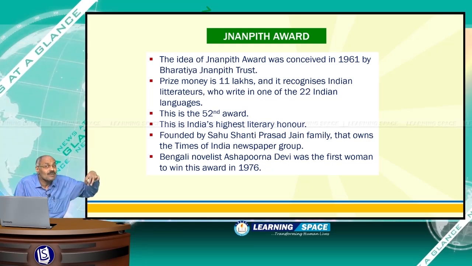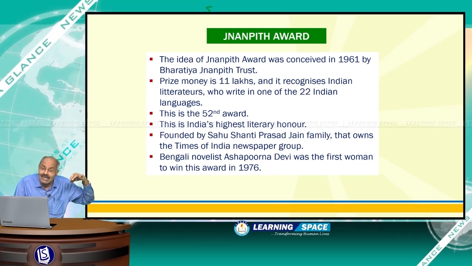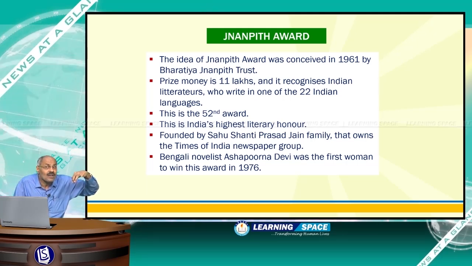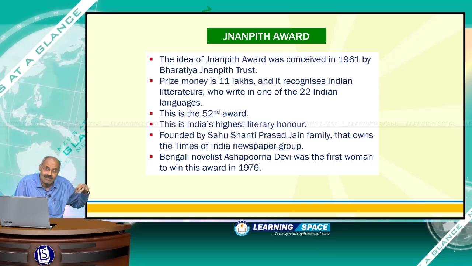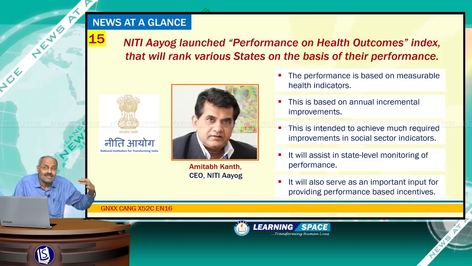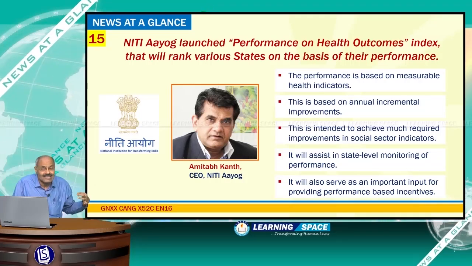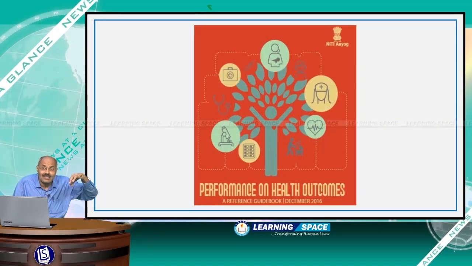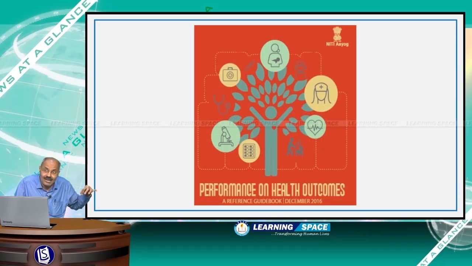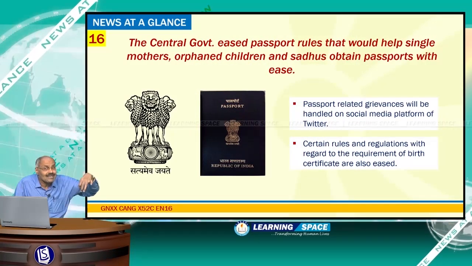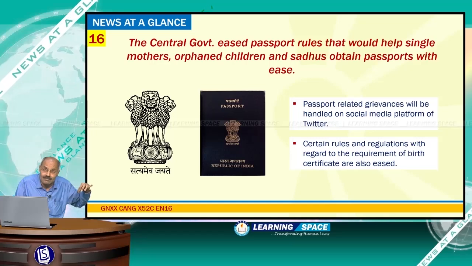And here the prize money is 11 lakhs, and it recognizes Indian litterateurs who write in one of the 22 Indian languages. Then the next one is Niti Aayog launched a Performance on Health Outcomes Index, and this will rank states on the basis of their performance, right? And if you look at the next one, the central government eased passport rules.